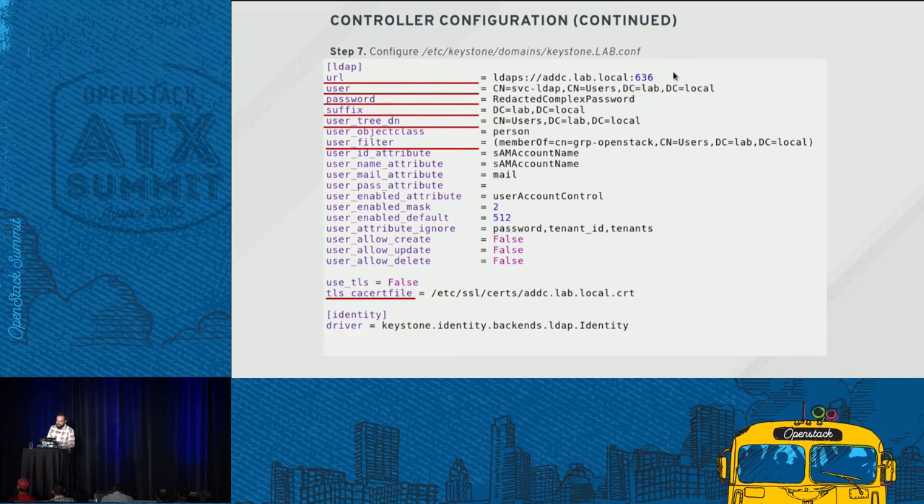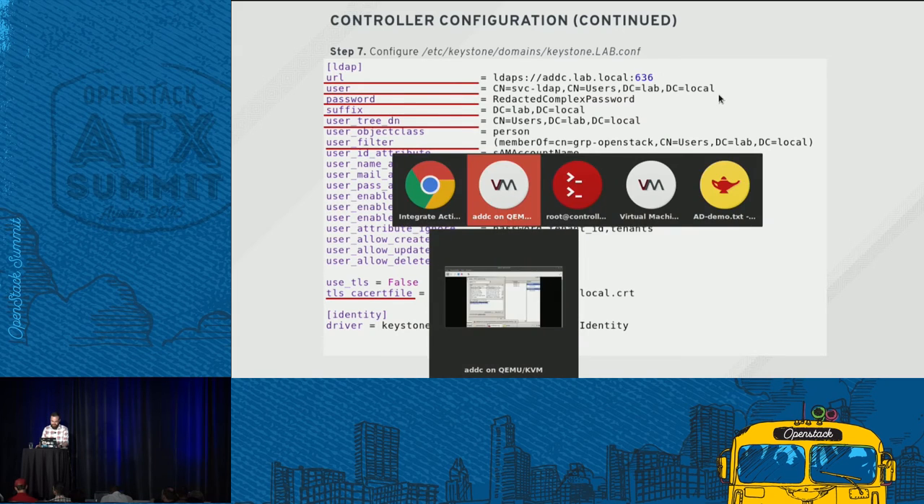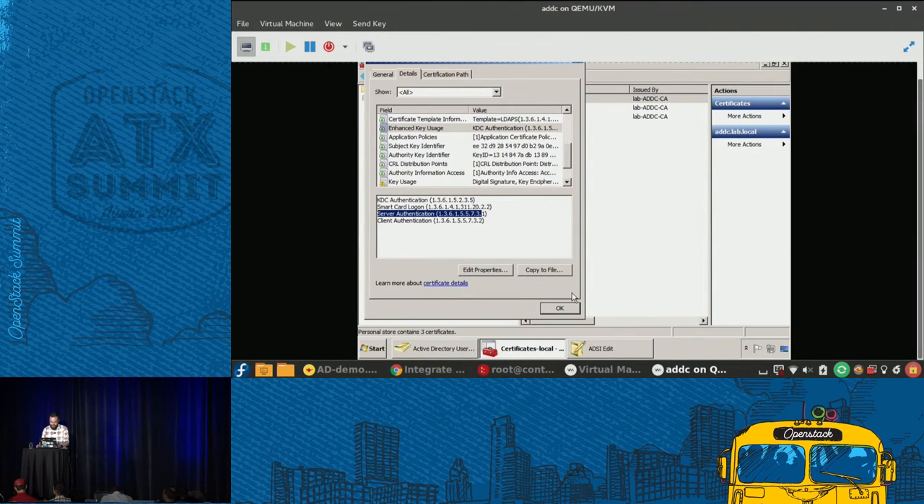So the URL is LDAPS, as you can see, on port 636. That's for the encrypted LDAPS port, not the 389. For user, you can see SVC LDAP is in there. This is using the distinguished name. If you're not sure how to get your distinguished name in AD, I'll show you right here.